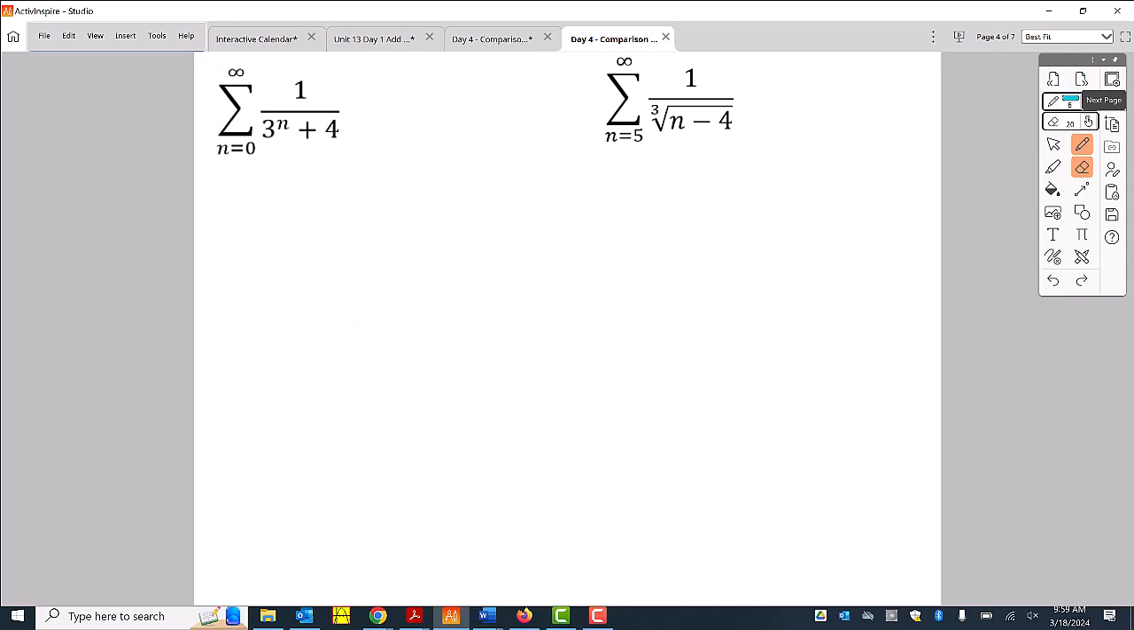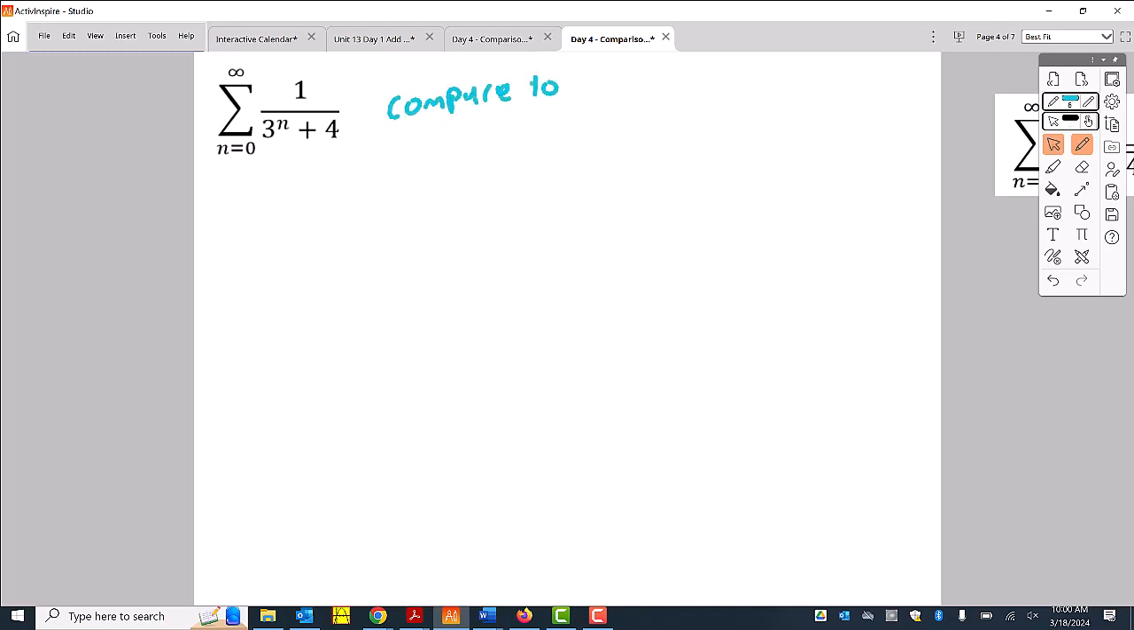All right, so let's ignore the second one. We're just going to look at 1 for now. All right, we have 1 over 3 to the n plus 4. Now, when we pick something to compare to, we want to pick something that looks similar to it, but we already know the convergence or divergence for. So for this one, I'm going to compare to the sum from n equals 0 to infinity of 1 over 3 to the n.